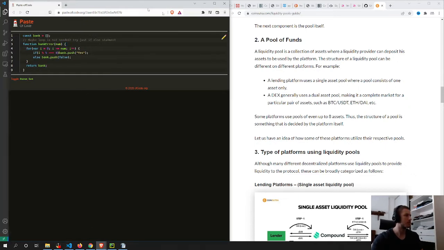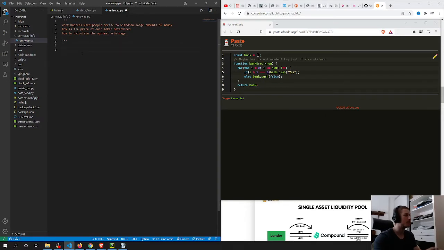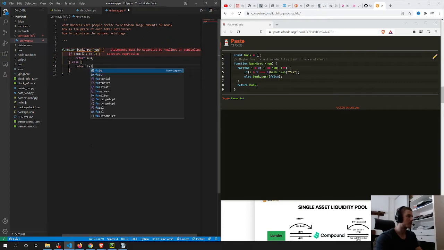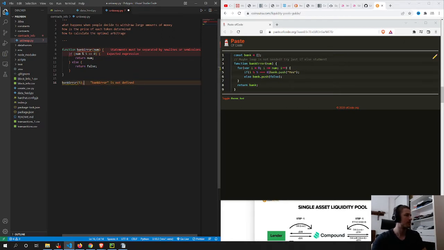Sure. This is Python, of course, but it's different. So function bankError(num): if num divisible by 5 equals 0, return num, else return false. That's it. And then you call bankError(5). And then whatever you put, if it is divisible by 5, you return the number, and if it's not, you return false.